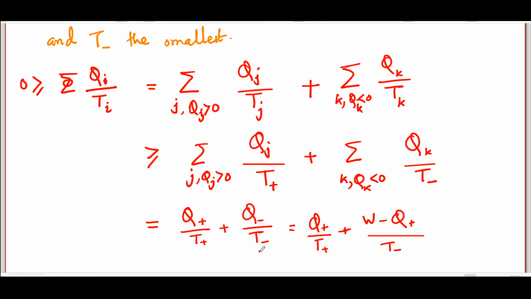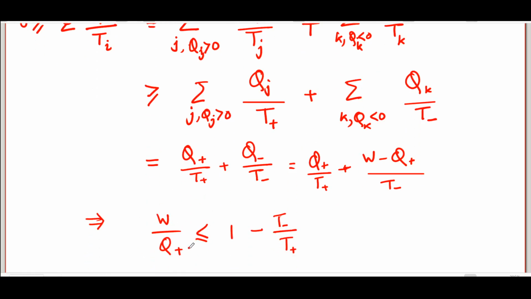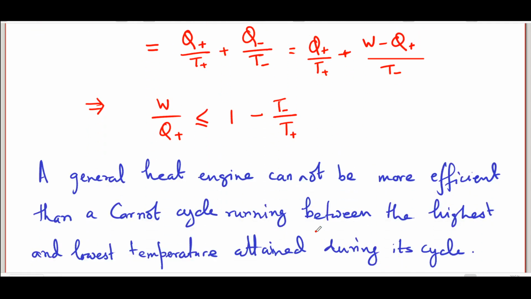Now the rest of the work is exactly the same as the one we did for the Carnot theorem. Q minus is W minus Q plus, simply because Q plus plus Q minus, the net heat taken in, must be equal to W for any cyclic process. And just rearranging that will tell you that W by Q plus, the efficiency of the engine, has to be less than or equal to 1 minus T minus by T plus, which of course is the efficiency of the Carnot cycle running between the highest and the lowest temperatures. So a general heat engine cannot be more efficient than a Carnot cycle running between the highest and the lowest temperature attained during the cycle. This is the generalized Carnot theorem.